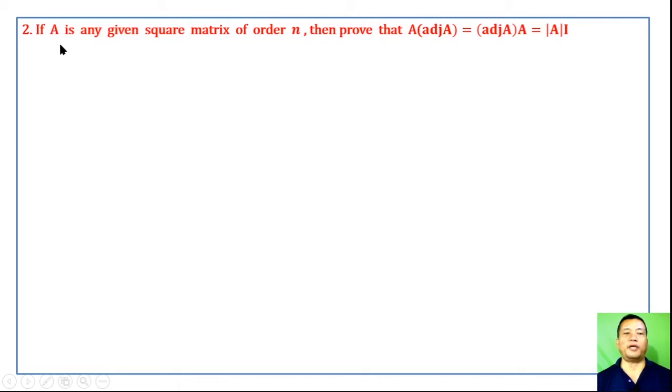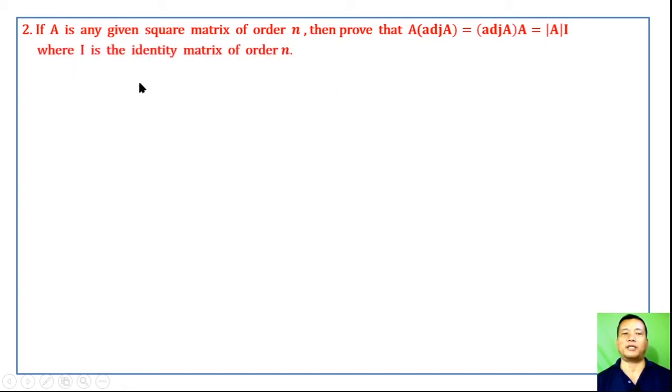Number 2. If A is any given square matrix of order n, then prove that A into adjoint A equals adjoint A into A equals determinant of A into I, where I is the identity matrix of order n.